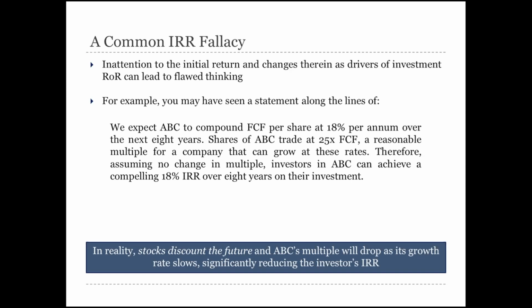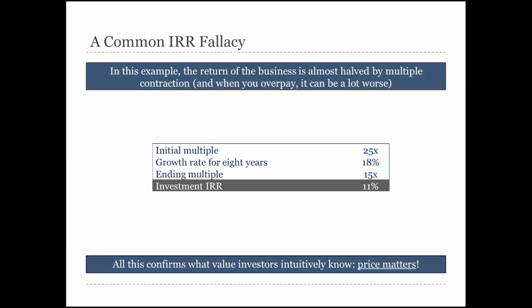Well, in reality, stocks discount the future, and the purchase price return will increase. In other words, the multiple will drop as growth slows. Nothing grows to the sky. Nothing grows indefinitely. And that will cause a divergence between the investor's IRR and the business IRR and growth rate. For example, in this case, if the initial multiple of 25 times drops to 15 times, because again, we've now entered a lower growth phase after years and years of rapid growth, multiple contraction has effectively halved your IRR.